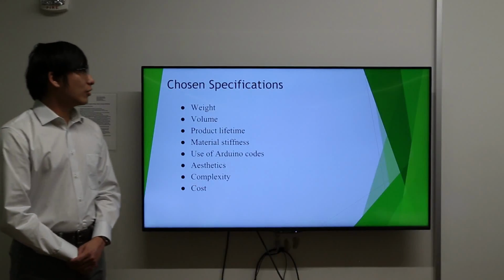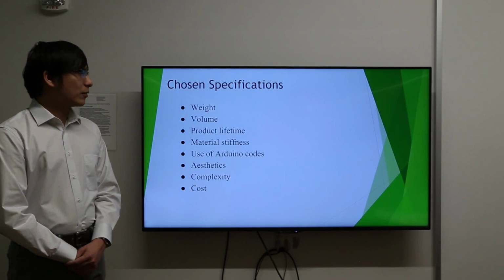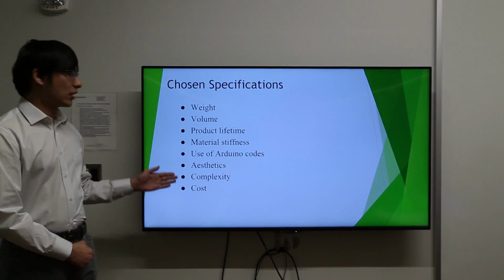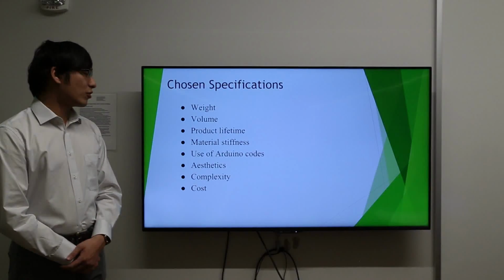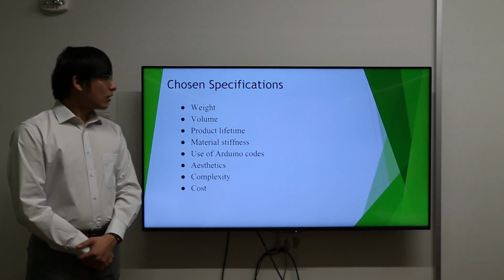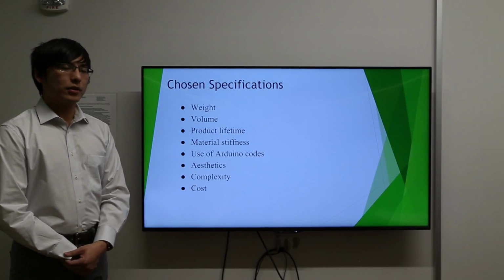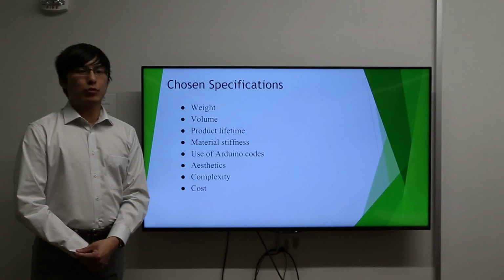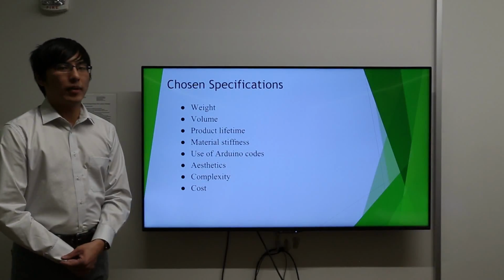Alright, so here are the chosen specifications we established by just looking at the concept of our project. We have very conventional ones like weight, volume, and cost. But we also have some specifications that are unique to our project, like the use of Arduino code and the material stiffness. So weight and material stiffness are going to contribute to the reliability of our project. And the use of Arduino code and aesthetics are going to contribute to the uniqueness of our project, and they're going to be our main selling points.